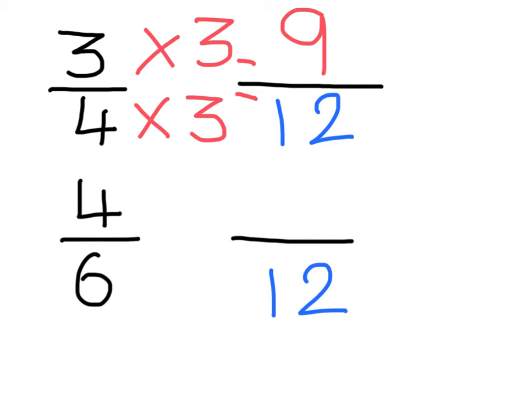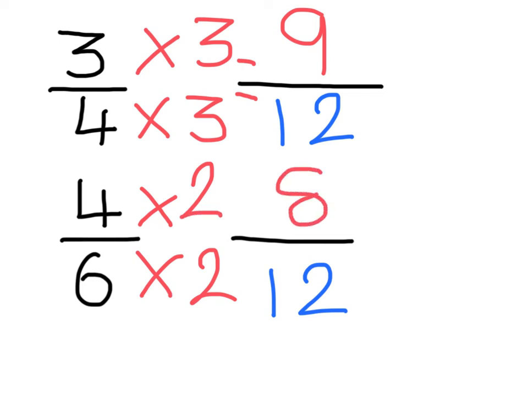Looking at my second fraction, I can see that to change my sixths into twelfths, I've multiplied by 2. So again, whatever I do to the bottom number, I do to the top number. So I'm going to multiply that 4, the numerator, by 2 to give me 8/12. I've now changed both fractions into a common denominator.